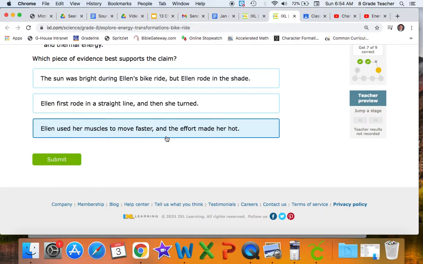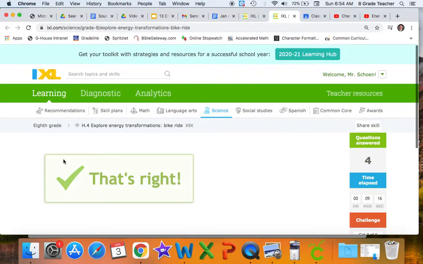So an increase in that kinetic energy, an increase in the burning of the chemical potential energy, therefore the output was the thermal energy.